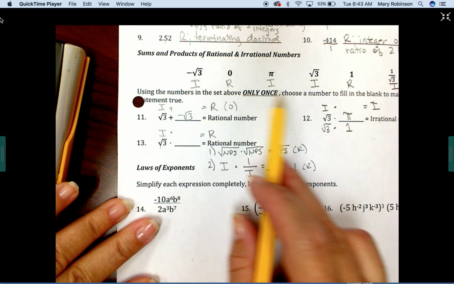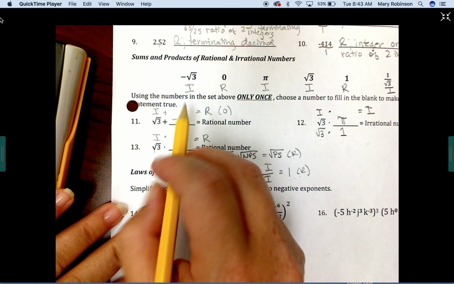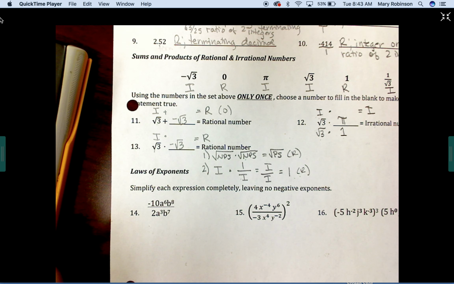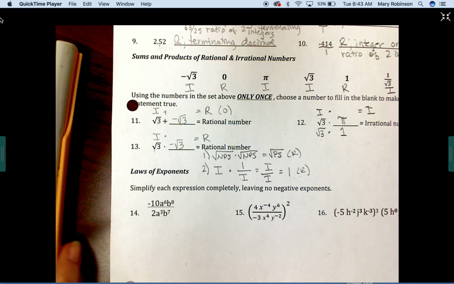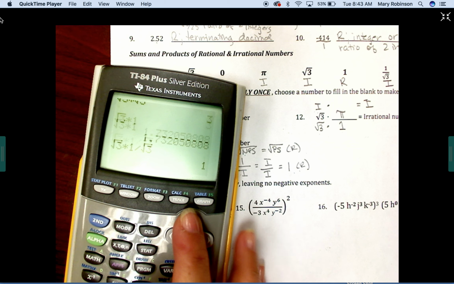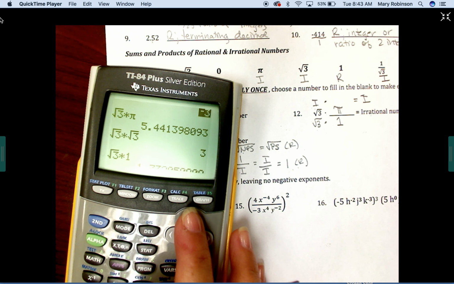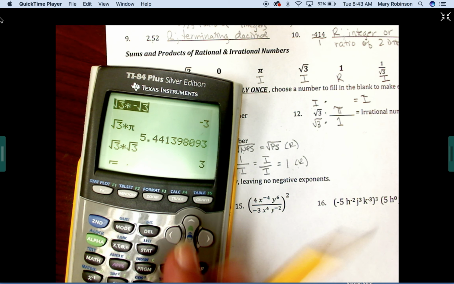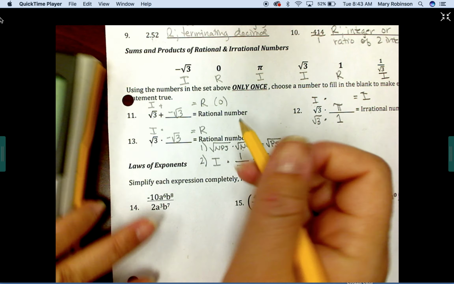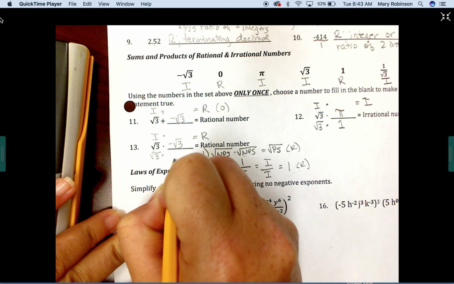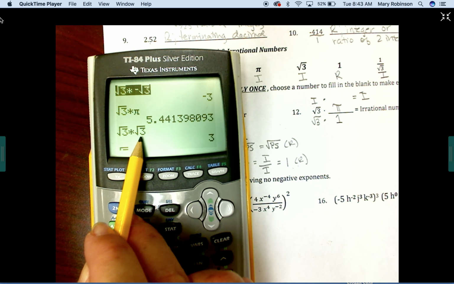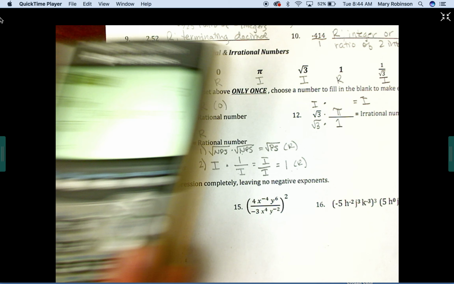So if I look here in my list, a non-perfect square would be negative square root of 3. And remember, we multiplied that earlier. Square root of 3 times its opposite here gave us negative 3. So that was rational, and that's our goal. We could have also chosen the square root of 3. We talked about that also.